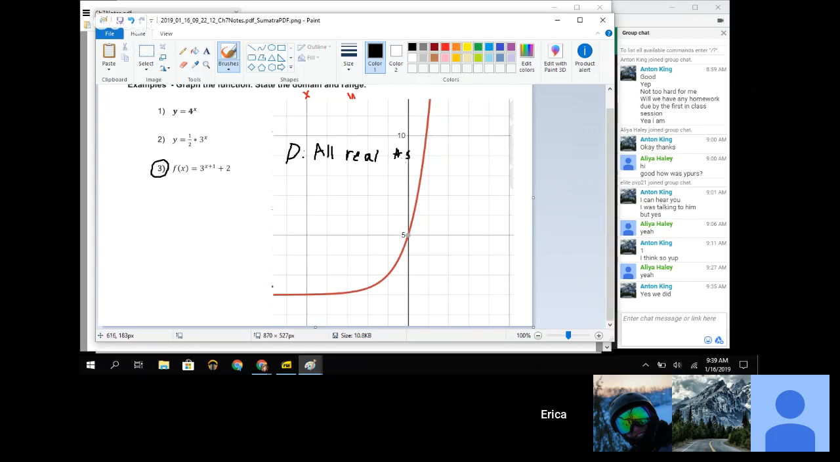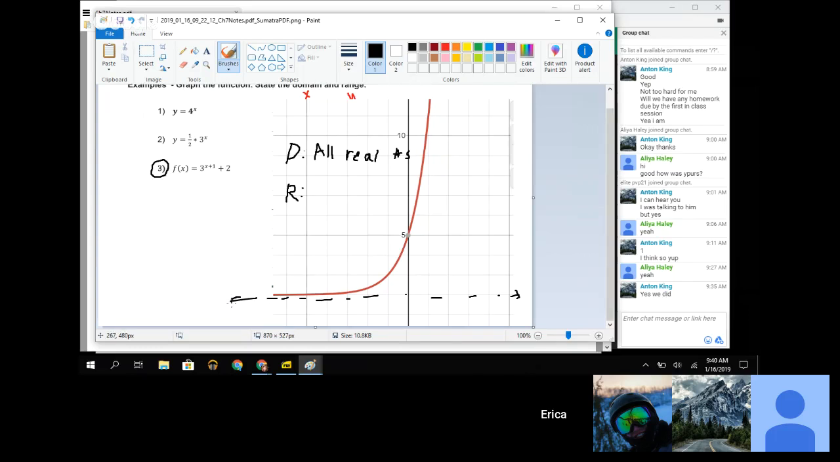Okay. What about the range? So the range is your y. Okay. We're good up here, up here, up here, up here. And then when we get to x equals 2, our graph of our exponent flattens out.